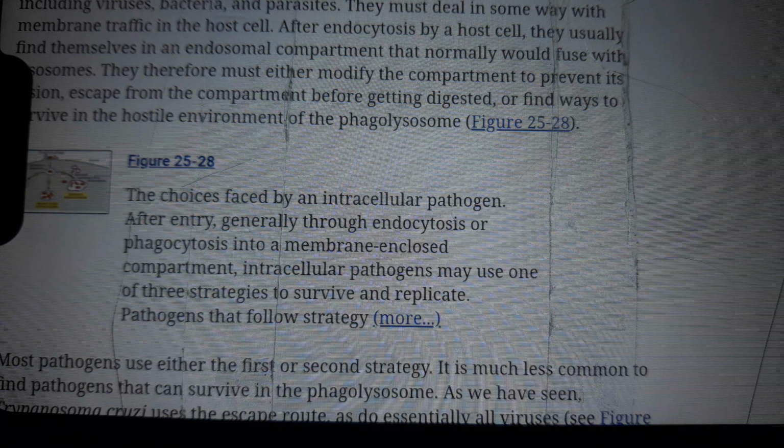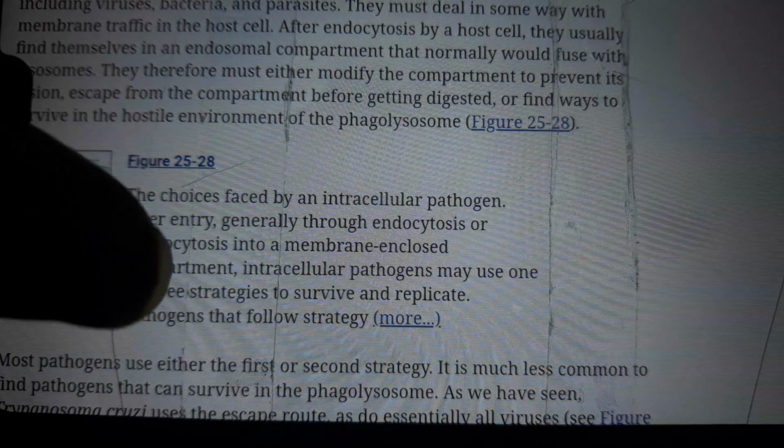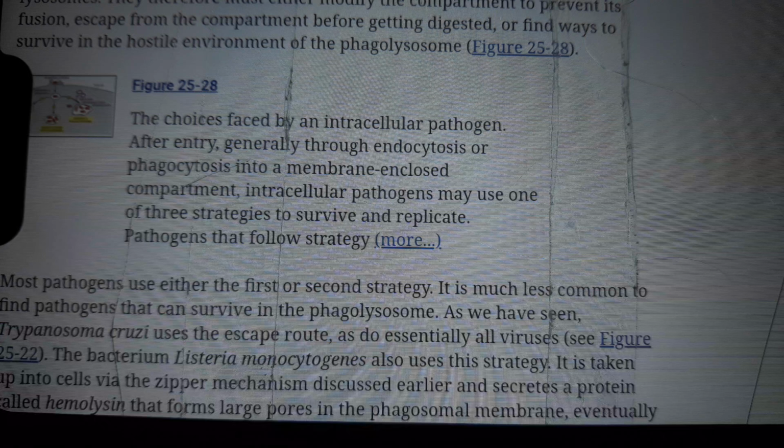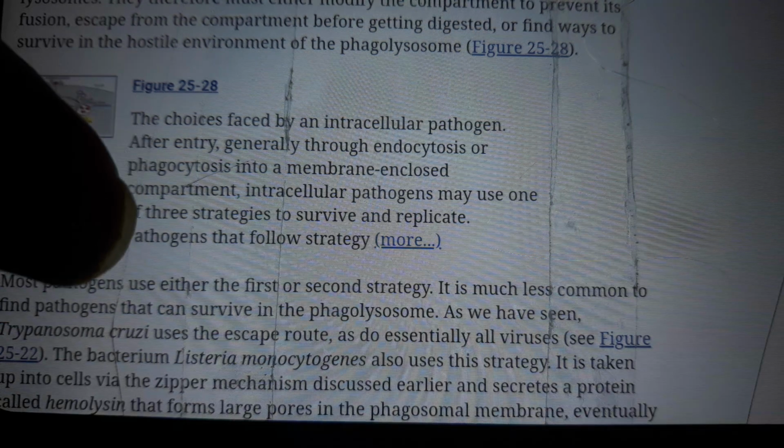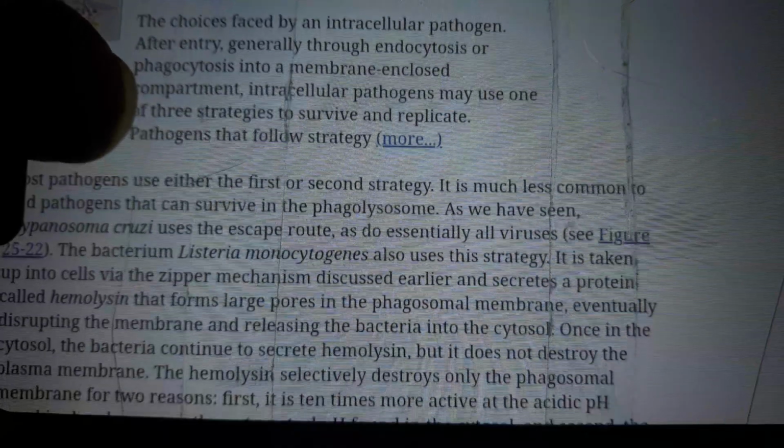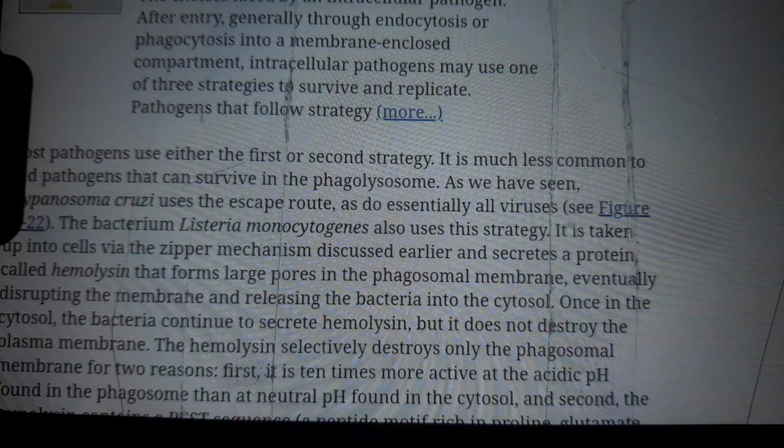After endocytosis by a host cell, they usually find themselves in an endosomal compartment that normally would fuse with the lysosomes. They therefore must either modify the compartment to prevent its fusion, escape from the compartment before getting digested, or find ways to survive in the hostile environment of the phagolysosome. The choice is faced by an intracellular pathogen after entry, generally through endocytosis or phagocytosis, into a membrane-enclosed compartment.